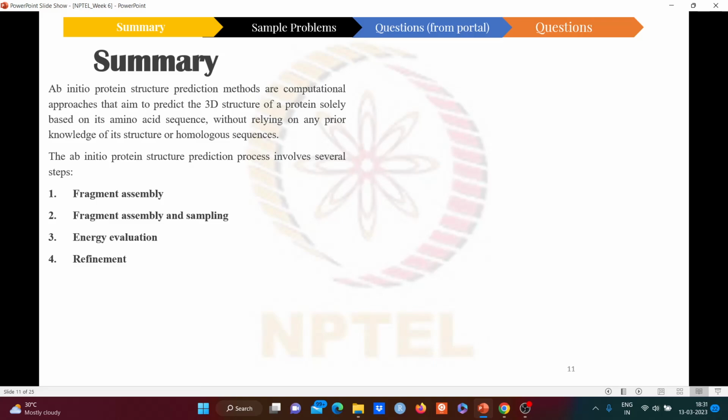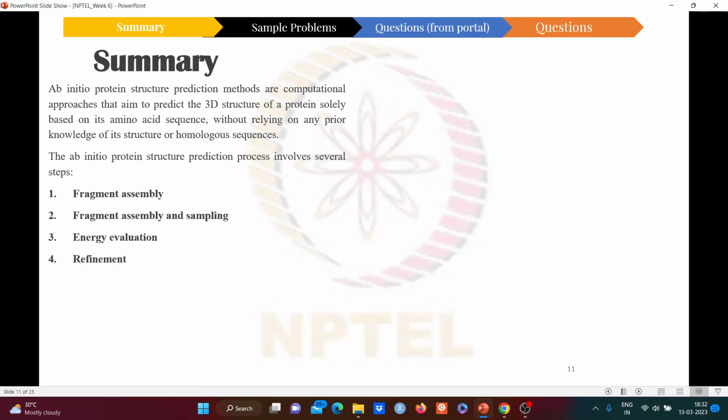So the basic idea behind ab initio structure prediction is to generate a large number of 3D conformations of a protein and then to search for the conformation with the lowest energy, which is assumed to be the native structure. The energy of each conformation is calculated using a physics-based energy function that takes into account the electrostatic, van der Waals, and other physical interactions between the atoms.